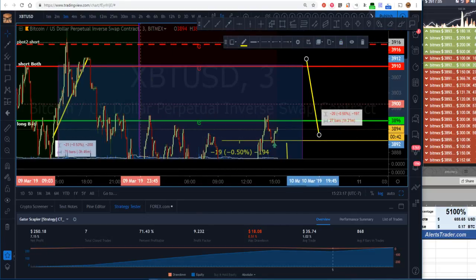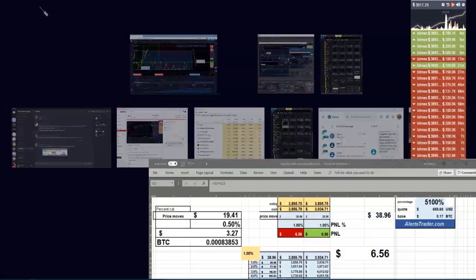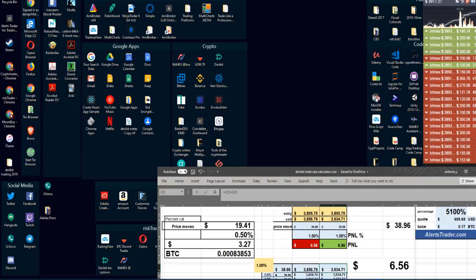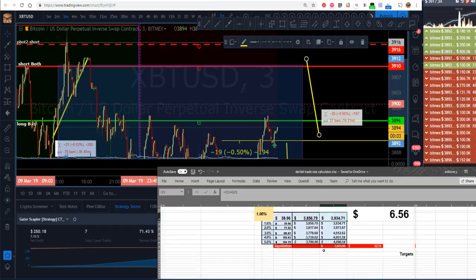I gotta verify this on derivative now. Entry average 389575. All right. And then 384213 is our liquidation price. Okay, let's take that over there to our trading section. Now, liquidation.